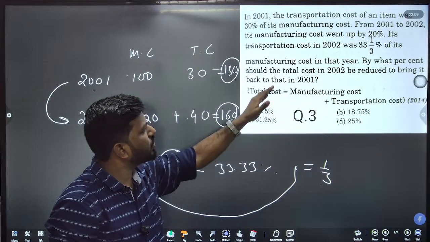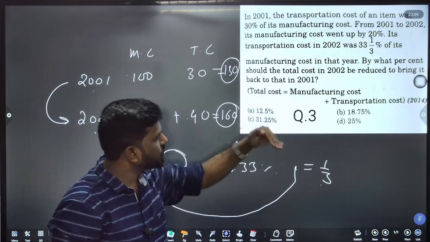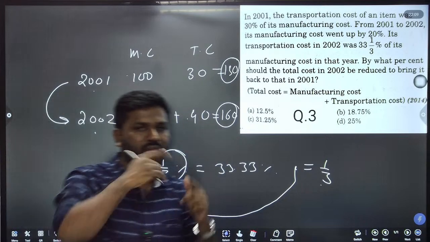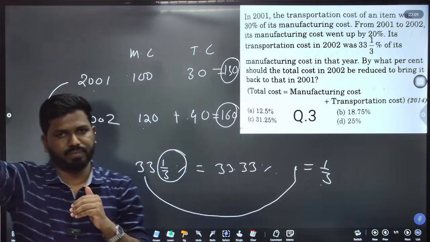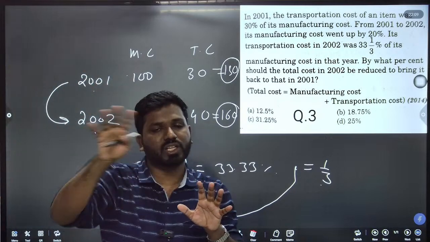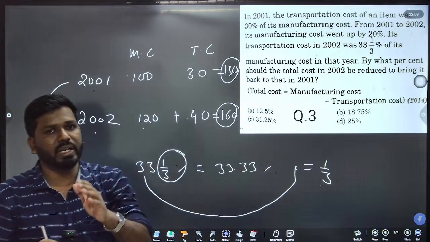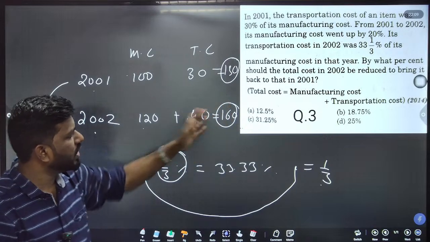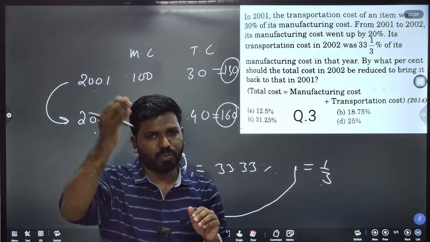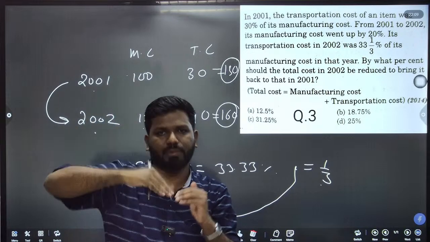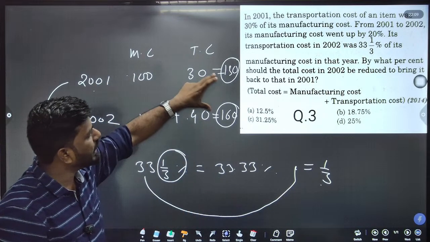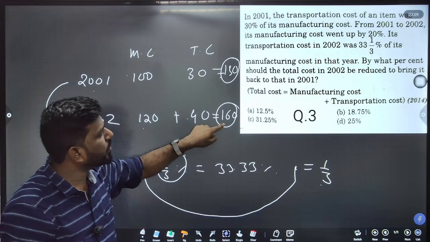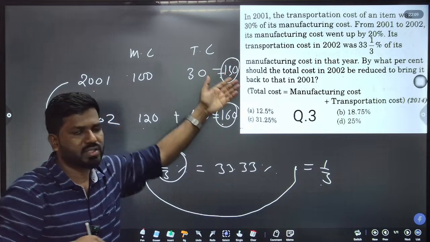Now, by what percent should the total cost in 2002 be reduced to bring it back to 2001? What is it asking in simple language? We have understood questions of increasing value from the base year to the next year, like in questions of imports and exports, or sales or expenditure. These kinds of questions will be asked in future, so be prepared. The simple question used to be: how much was the increment from the first year to the second year? So we take the increase margin, like from 130 to 160 how much did it increase? 30. And if I want 30%, then 30 by 130. This is what we usually do.